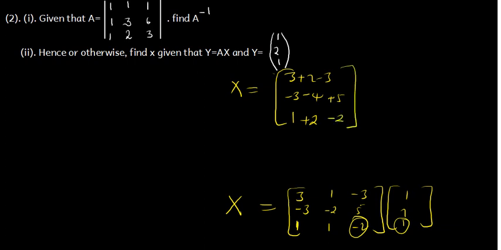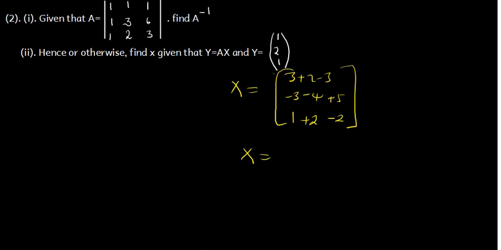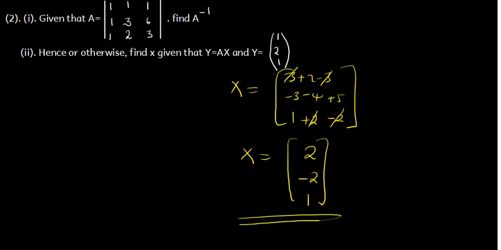And so the matrix X is going to be equal to, so this and this cancel, so we just remain with a 2. Negative 3 minus 4 plus 5, that is going to be a negative 2. And this cancels, so we just remain with a 1. So this is the matrix X, which we have been asked to find.